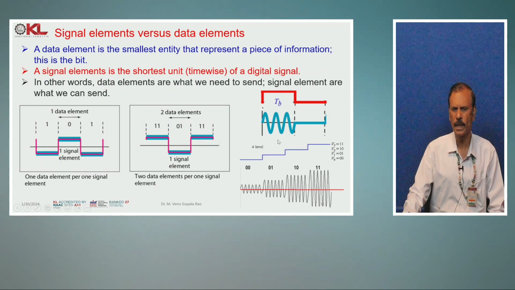Similarly, if you take M-ary, this is M-ary with 4 levels. We represent 1 1 1 0 0 1 and 0 0 as data elements, whereas correspondingly these are the sinusoidal signals with different amplitudes corresponding to the different data elements. This is represented as a signal element. So the data elements are what we intend to send, whereas the actual signals we have sent are what we call signal elements.